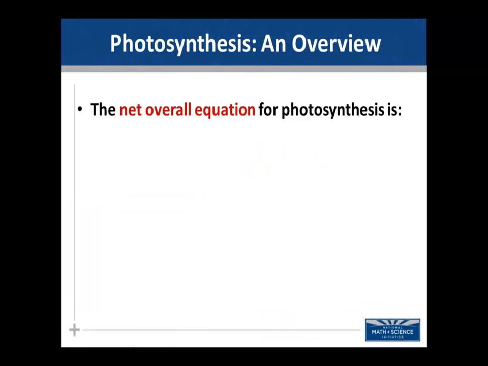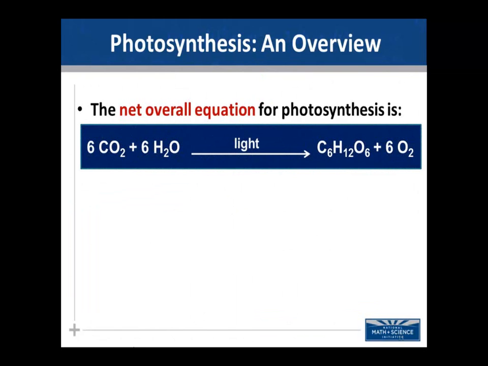All right, so the net overall equation for photosynthesis is 6 carbon dioxide plus 6 H2O, or water, in the presence of light yields C6H12O6 plus 6 O2.